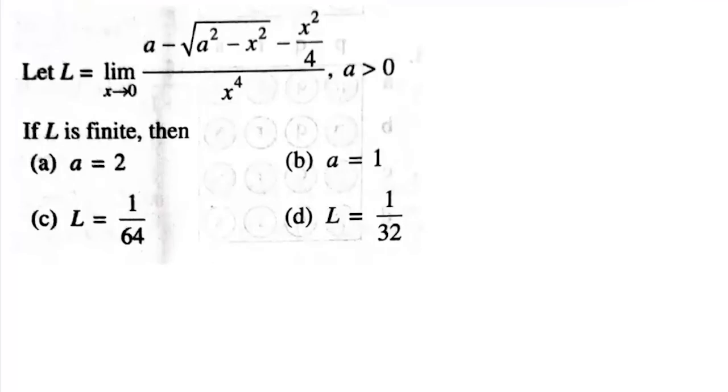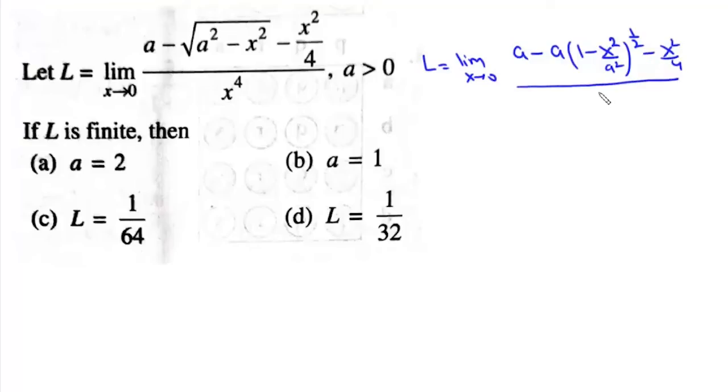Now here the question is, we are given this limit L, and that is the limit x tends to 0 of, and this is a minus, we'll take this a common, and then it will be 1 minus x square upon a square to the power 1 by 2 minus x square by 4 upon x to the power 4, for all a greater than 0. Now this is 0 upon 0 form.